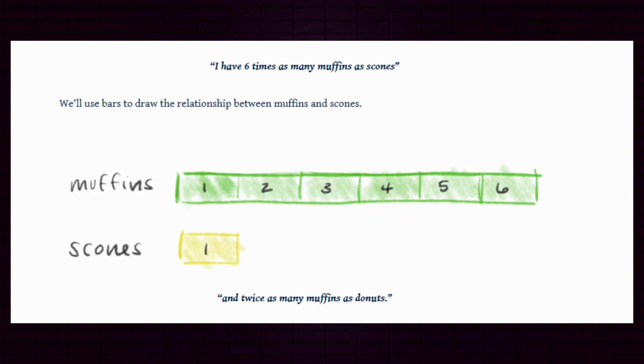Let's try to represent this problem using bar models. Where can we start? Think about the first phrase in the problem. I have 6 times as many muffins as scones. Well, we can start by drawing a bar model that represents that relationship. For every 1 scone, there are 6 muffins.